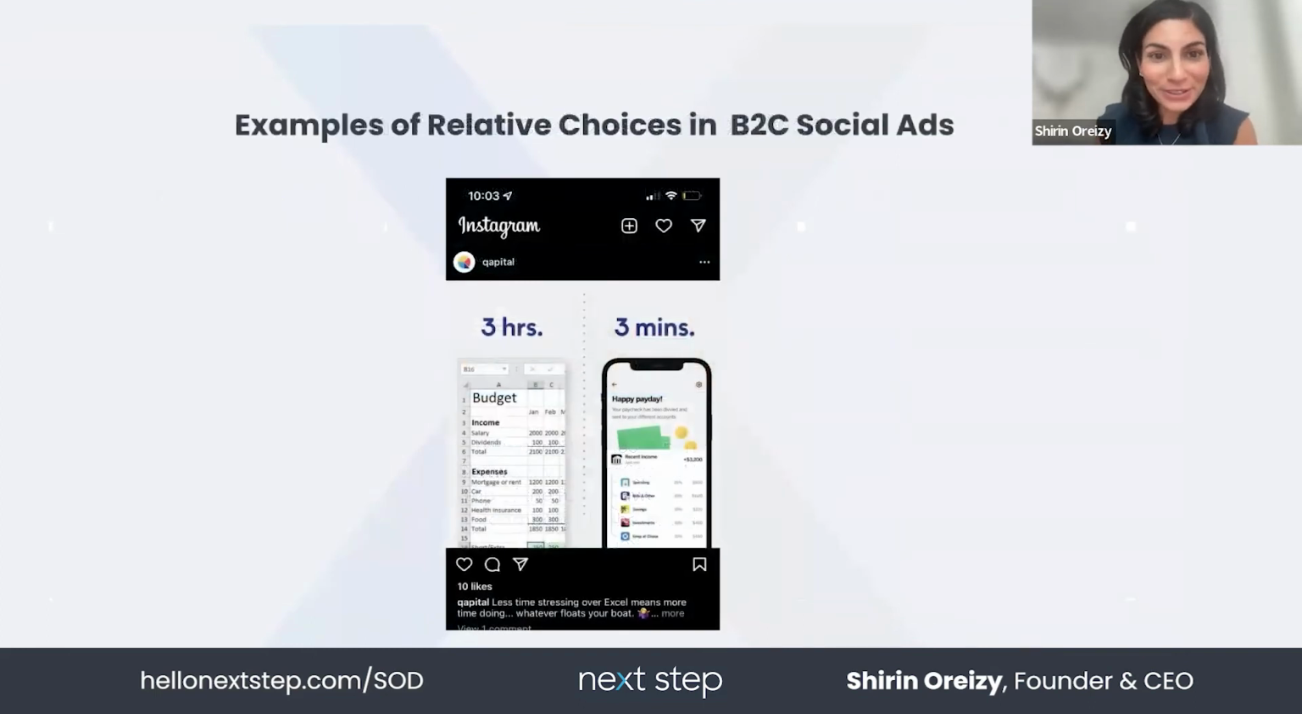Another example here is another consumer site. You can see Capital on Instagram. They use this idea of relativity, very, very simple. On the left-hand side, you see this idea of spreadsheets. It's basically saying it takes you 3 hours to do your budgeting with a spreadsheet, as opposed to with our mobile app, it's only 3 minutes. So again, it's using this concept of relativity to really show the benefit of using the solution.